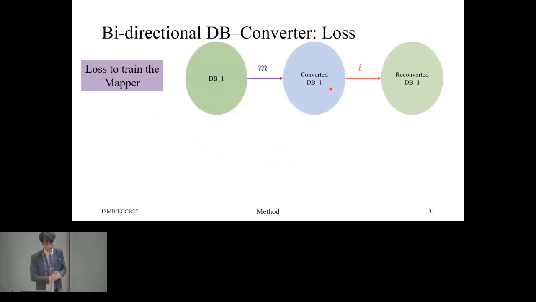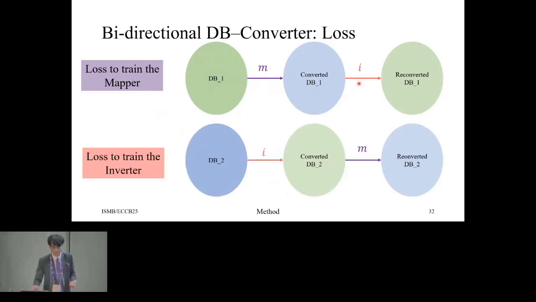If they are the same, that means both the mapper and the inverter are working fine, right? So we use the same idea. To train the mapper, we first map from space 1 to space 2 and back to space 1. They should be exactly the same. But you may say, wait, what if both of them are just the identity function? Then you would still get the same result. It's not learning anything. So we also train the inverter. We start from 2, go to 1, and back to 2. And we train them in tandem.